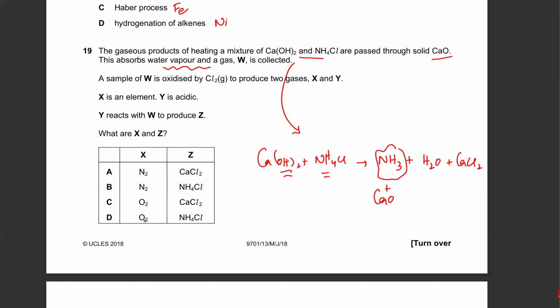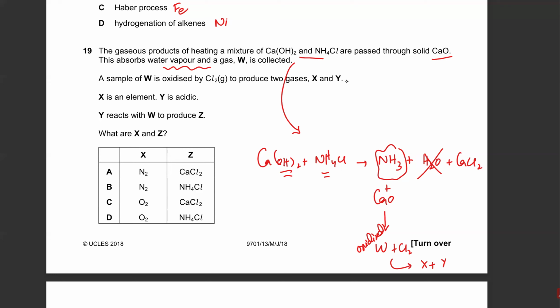I say, whatever happens, water gets removed in the process, and he says W gets collected, right? W is oxidized by Cl2 to produce two gases, so you're getting two more gases now. So now you're getting X and Y, and he says that W is now oxidized. X is the element, Y is acidic.